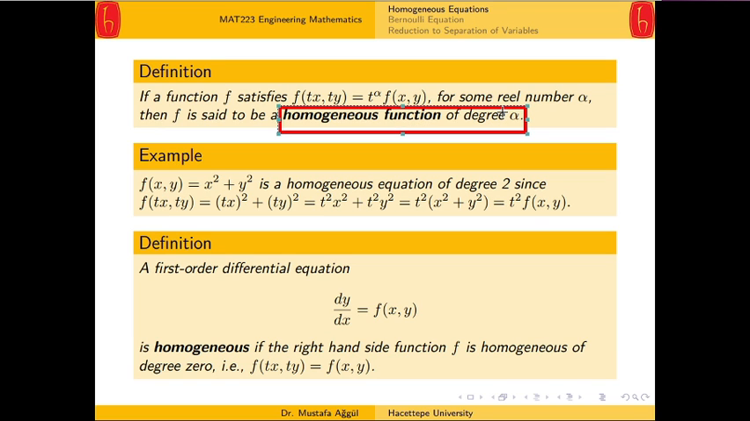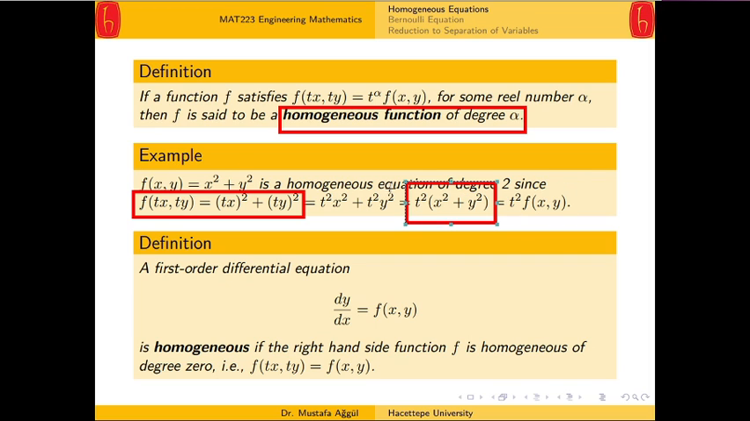This degree alpha comes from the power of t. Now an example: f of x comma y is equal to x squared plus y squared is a homogeneous function of degree 2, because if you substitute tx and ty for x and y respectively, we will end up with (tx) squared plus (ty) squared. As you know, these t squareds can come out, and we can rewrite this as t squared times x squared plus y squared, and x squared plus y squared is the original function, right?